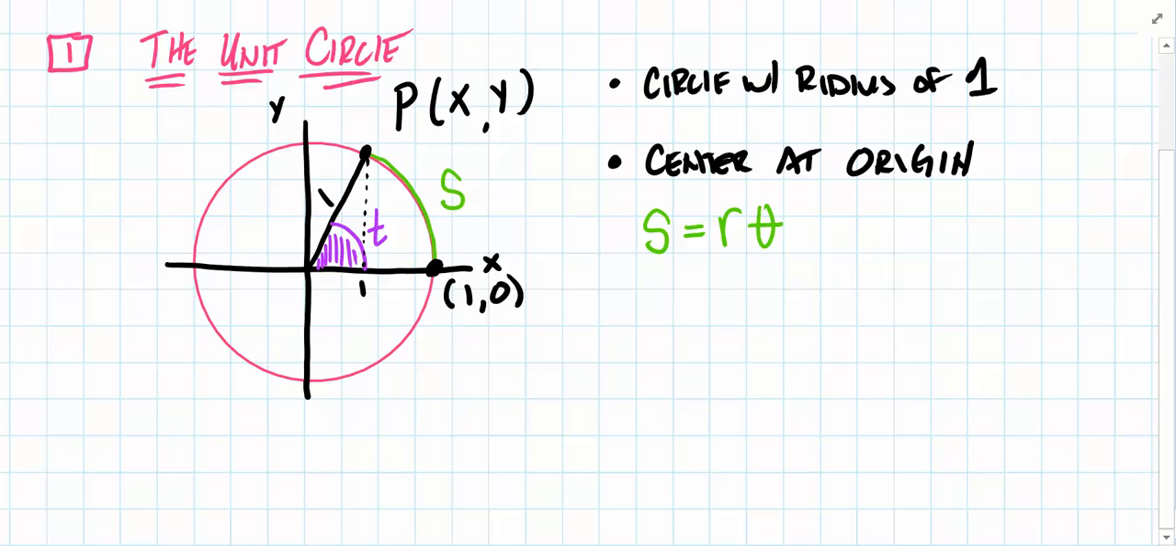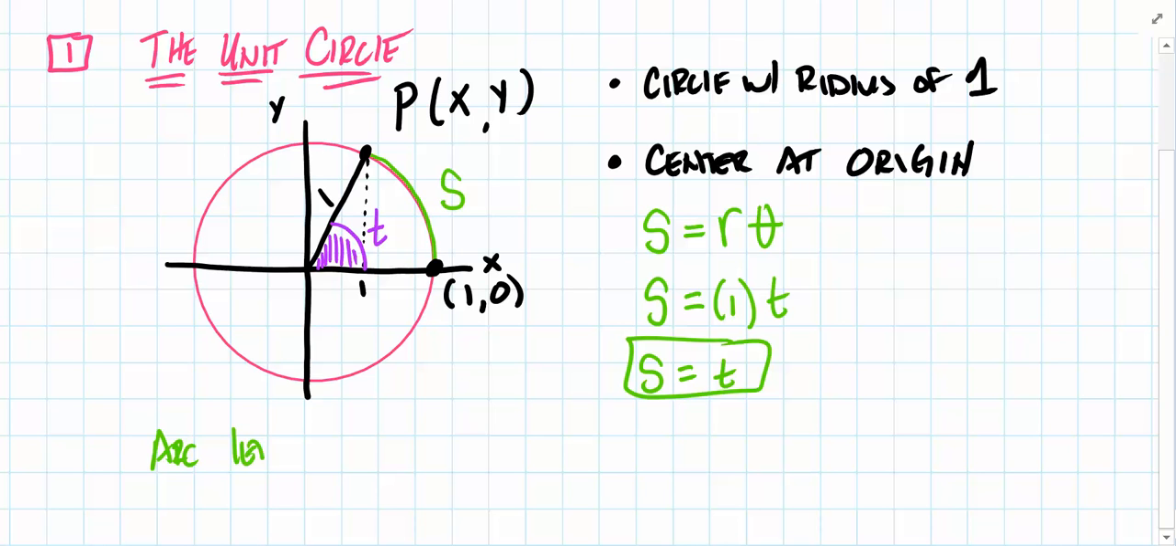Okay, so S in this case is, what's my radius in my unit circle? Yeah, in the unit circle the radius is 1, and theta I have replaced with T. So we have this very, very powerful statement that says S is equal to T. All right, what does that actually mean? That means that the arc length is actually equal to the radian measure of the central angle.